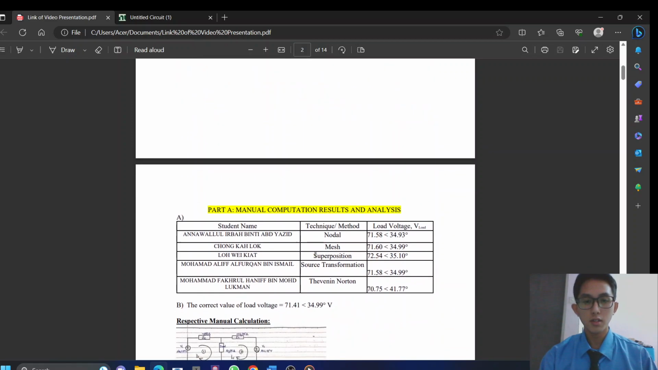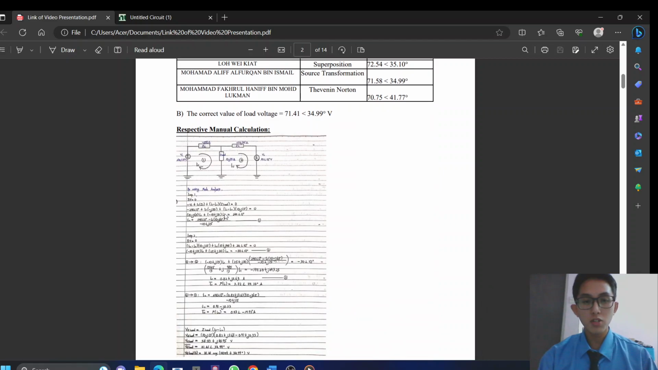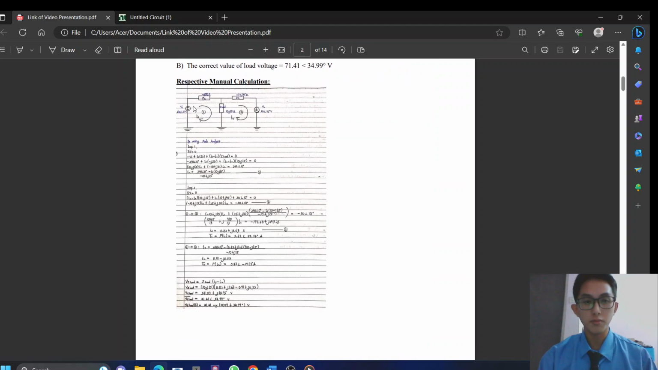In part A, we have already collected all the data and information from our team members and arranged it in a table. For nodal, mesh, superposition, source transformation, Thevenin or Norton, we have already collected the data here. And for B, after discussion, we determined the correct value of the load voltage, which is this one, and we use mesh analysis as the final method to calculate the circuit.